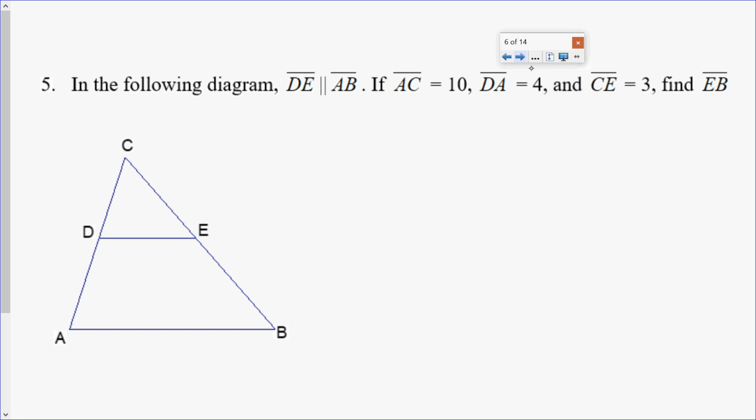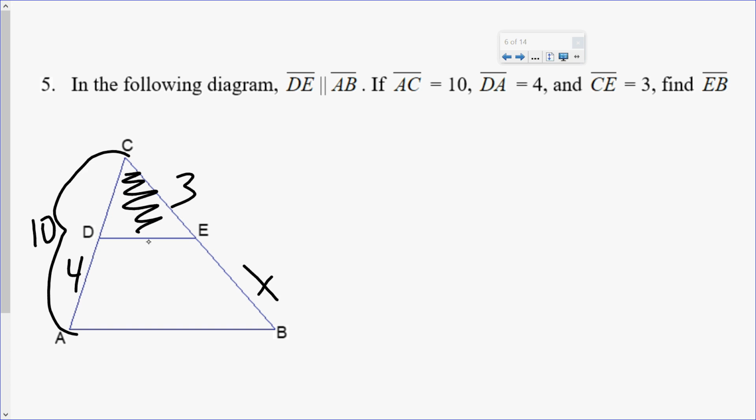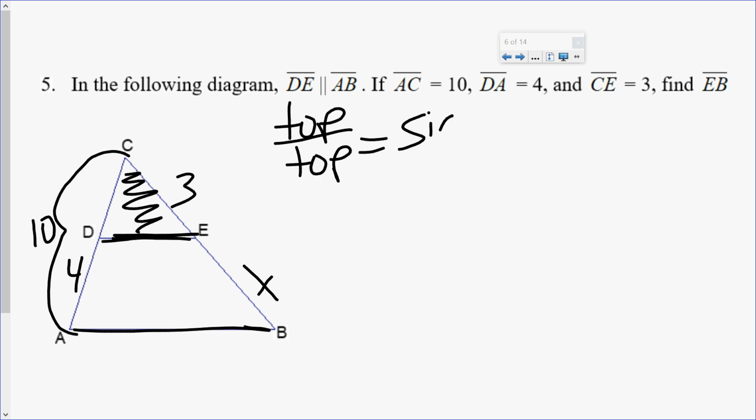Let's take a look at this one. AC is 10, so this whole thing is 10. BA is 4. CE is 3. It wants you to find EB. I see a candy corn problem. Candy corn, bases separate. Are the bases involved? No. If there are no bases, put the top over top, the side over side, and the bottom over bottom.